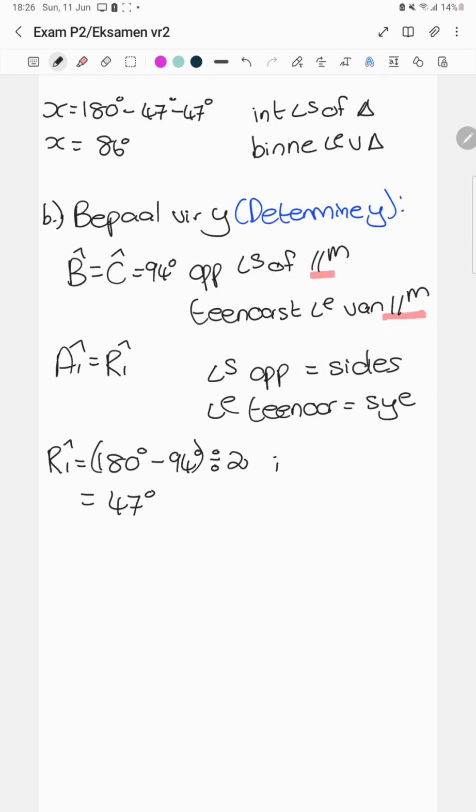Alright, reason again, interior angles of a triangle.